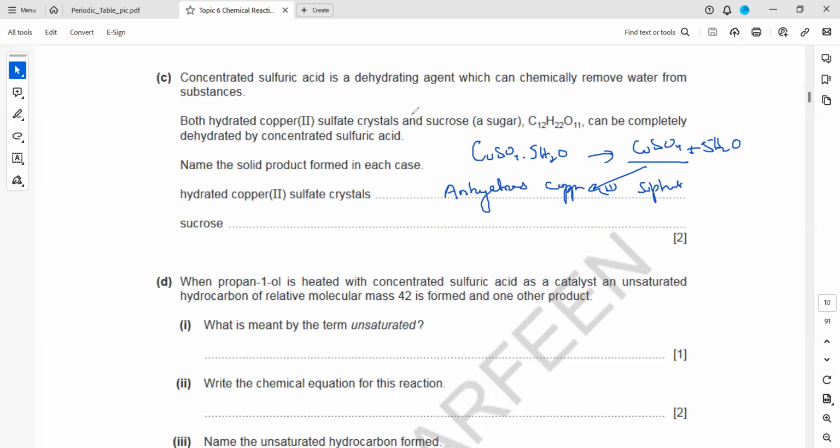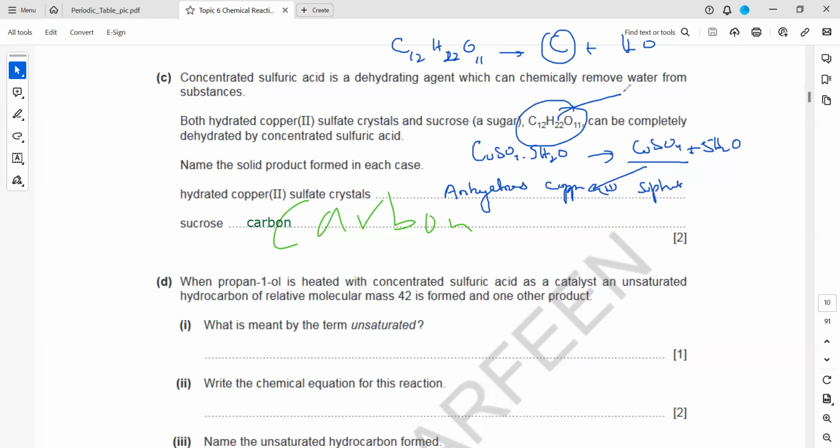And what about the sugar? In that case, we have a sugar, C12H22O11, and as a result, it will produce carbon and water molecules. So this carbon will be the solid which is produced. Yeah, just carbon will be a solid. Water is removed from that. If I remove H2O, what am I left with? I'm left with C. And the same thing, hydrated copper sulfate, if I remove water, I'm left with CuSO4. That's the question: what solid we are left with.